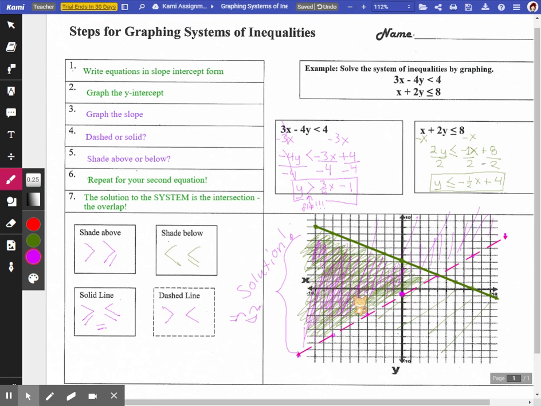So any point in this area is a solution to the system. So I can choose any random point and say, okay, 0, 0 is in that area, so 0, 0 is a solution. -4, 3 is a solution because it's in that area. You can pick any point in there and it's going to be a solution.